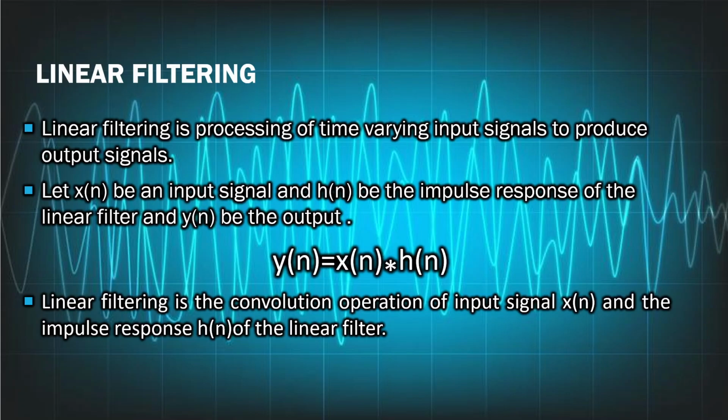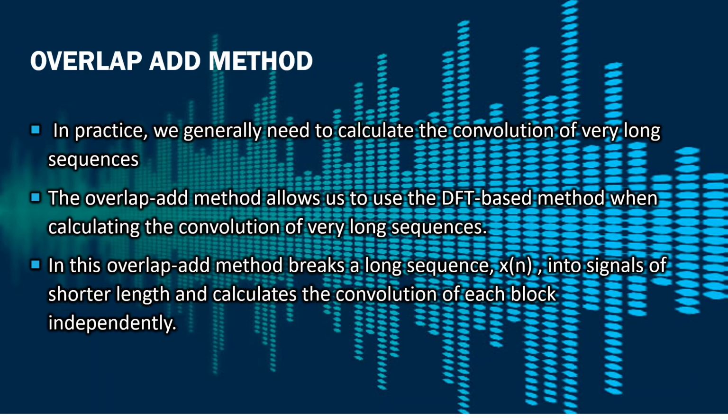There is a linear filter whose impulse response is h of n, and let x of n be the input to the filter. Then the output y of n is given by y of n is equal to x of n convolution h of n. Linear filtering results in the convolution operation of the input signal x of n and the impulse response h of n of the linear filter. Here, in this case, the input x of n will be the long data sequence.